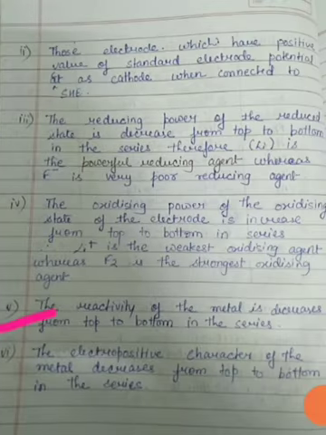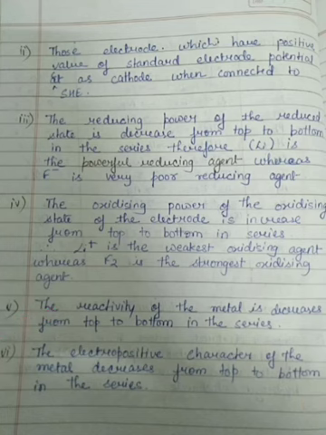Look here, the reactivity of metal is decreasing. That's why lithium will be most reactive. The electropositive character of metal is decreasing, that is, lithium will be most electropositive. So this is all about today's lecture.